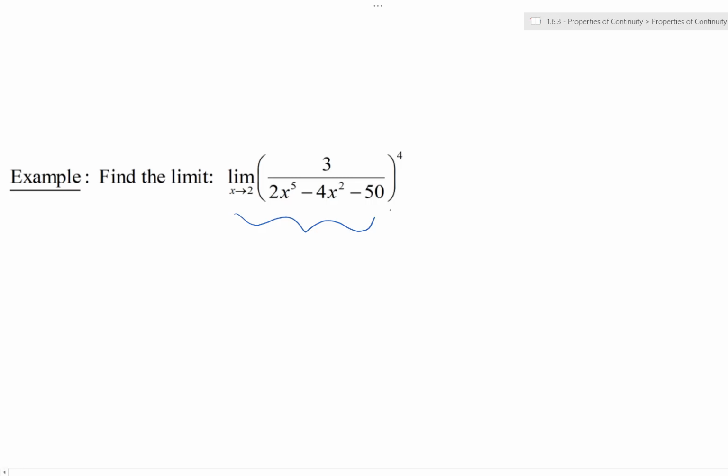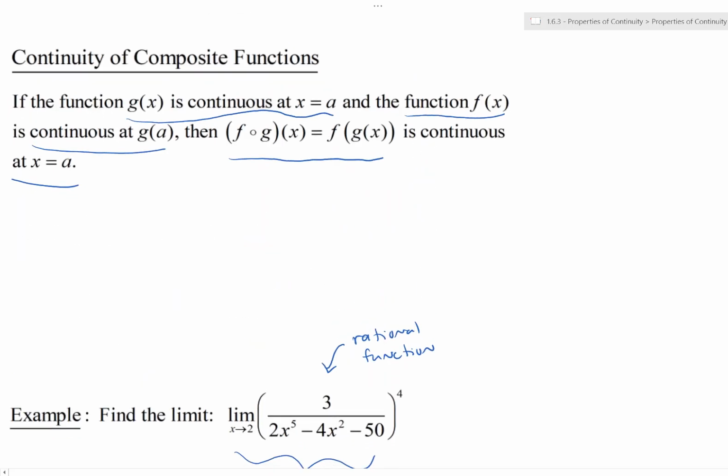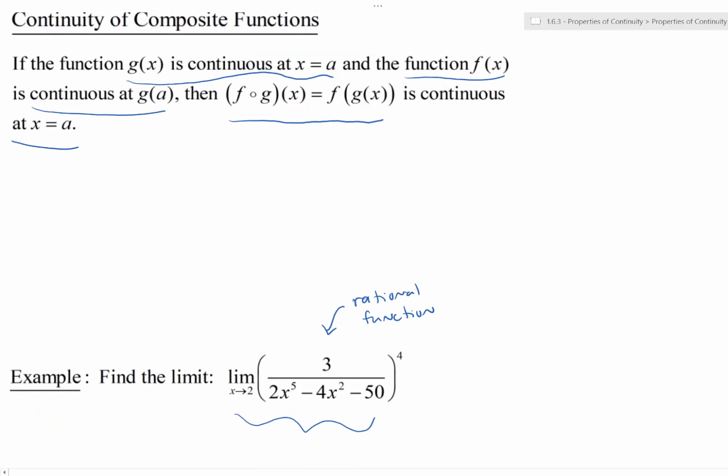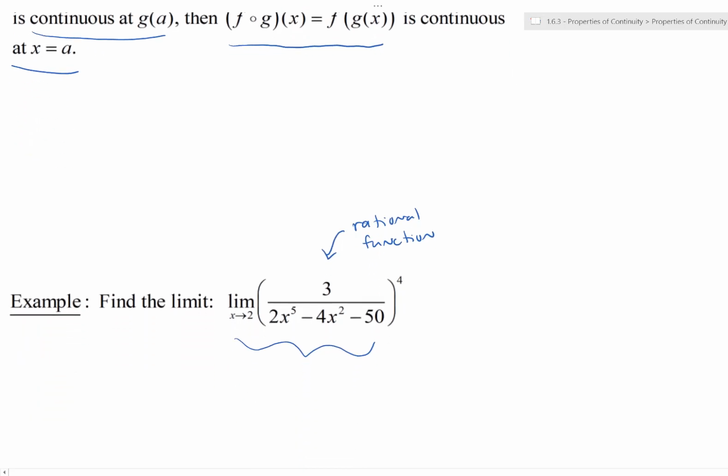Now, what we see here is a rational function, right? But not only that, we have a rational function being raised to the 4th power. And so the entire thing here, all of this, is some composite function like we've described in the previous topic. So you say, okay, what does it really mean?